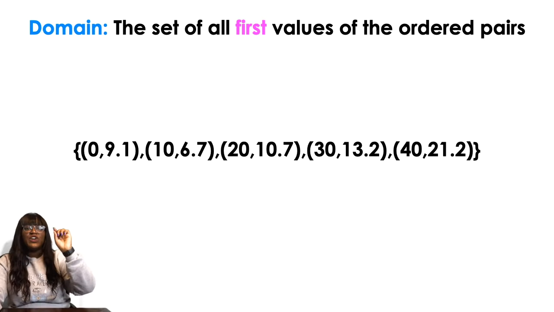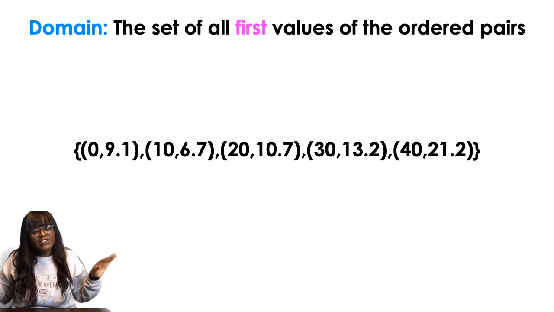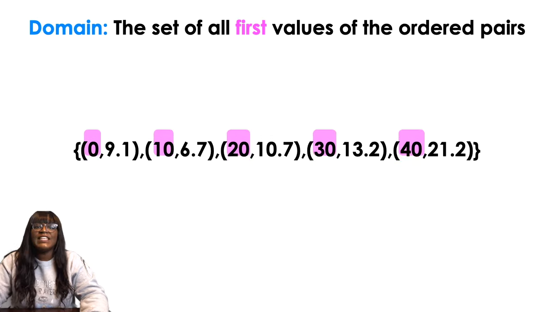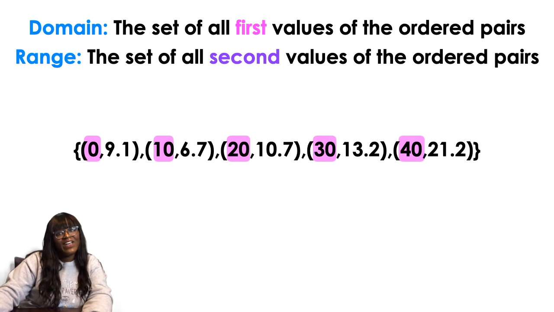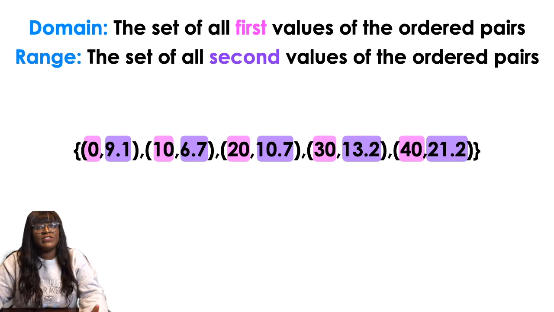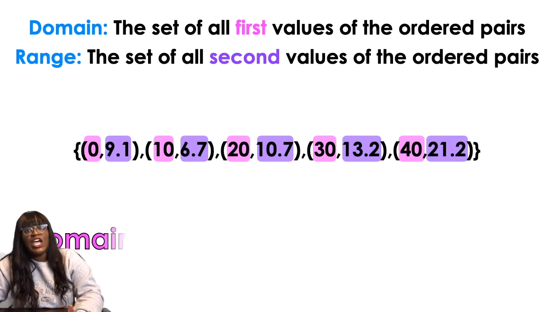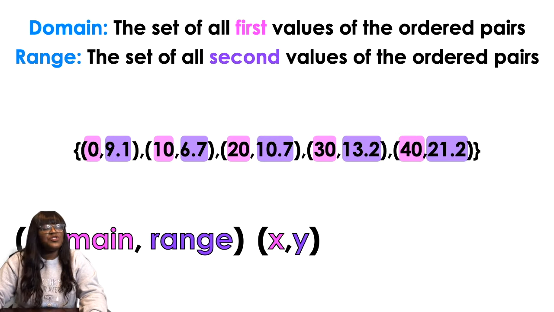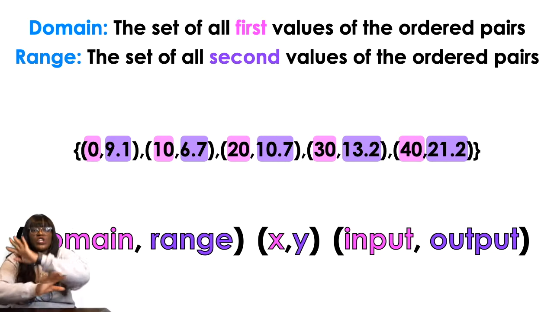The first thing that you need to know is that the set of all first values of the ordered pairs is your domain. The second thing that you need to know is that your range is the set of all second values of your ordered pairs. So when you have a set of ordered pairs, the first number represents your domain, the second number represents your range. You can also represent them as X, Y, and you can also talk about them as your inputs and your outputs. Those all mean the same thing.